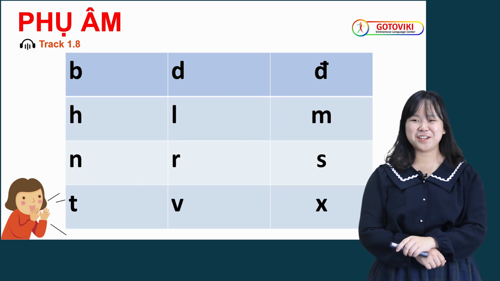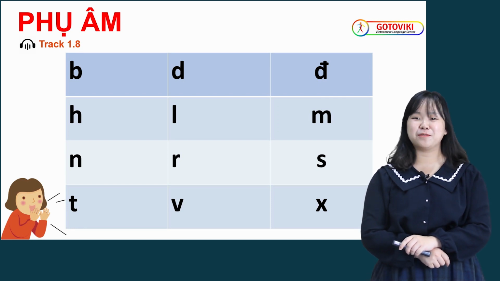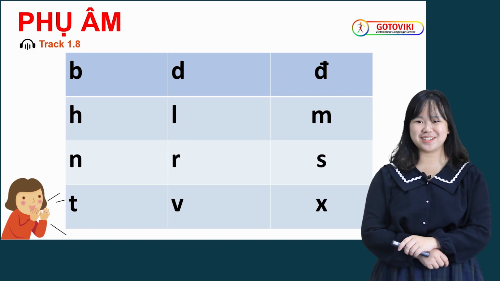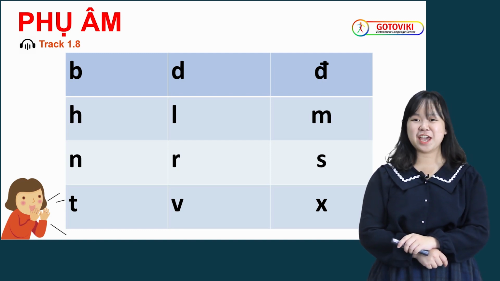In the second part of the lesson today, we will study about 12 single consonants in Vietnamese. But now, do not look at this table. Just listen and repeat after me. Okay, let's go.